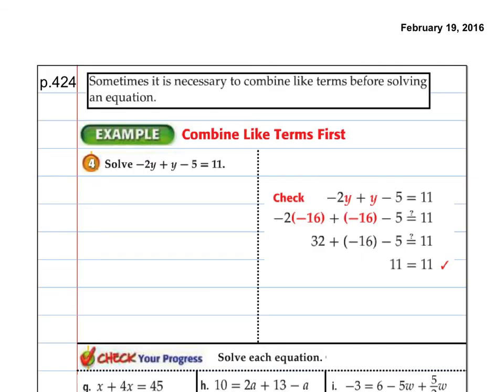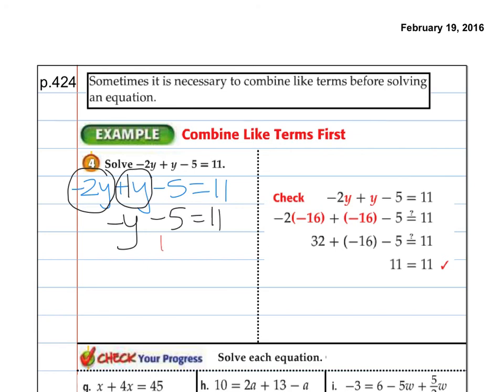All right, sometimes we're going to have to apply yesterday's things, combining like terms. And so you have to combine like terms first. So you just simply, if you want to add the opposite, do that. Sometimes you just have to add like terms first. So we do negative 2 plus 1 is a negative 1y. Minus 5 equals 11. Add 5 to both sides. Better keep my train tracks to stay organized. And I get a negative y equals 16.